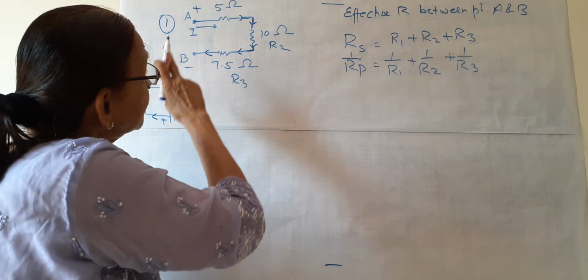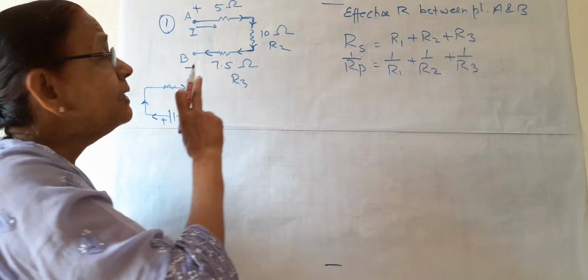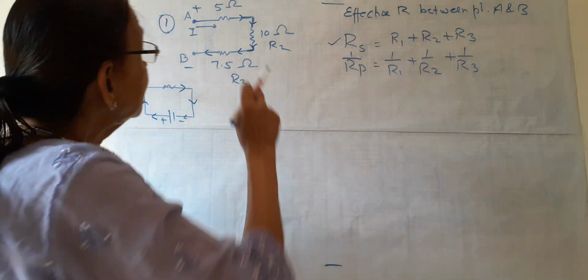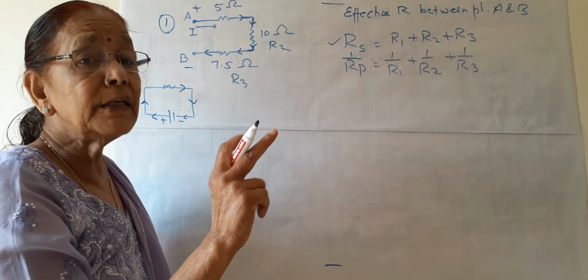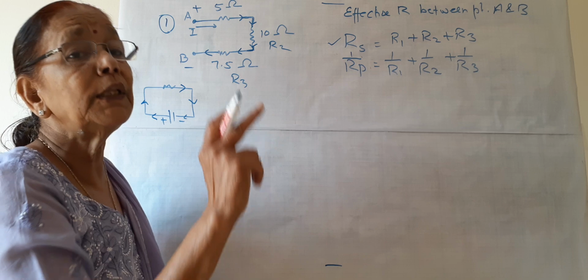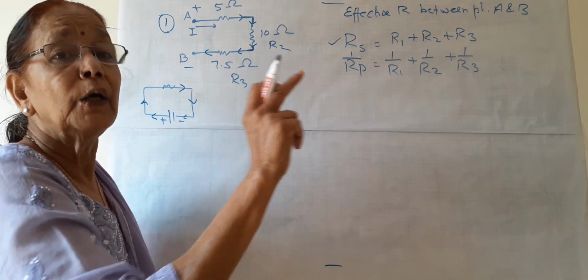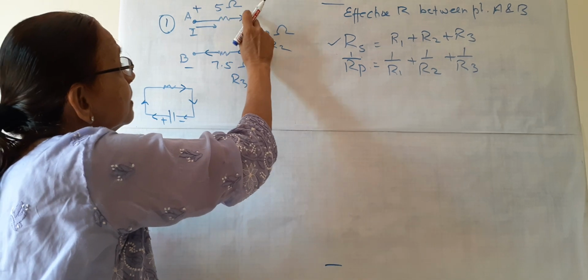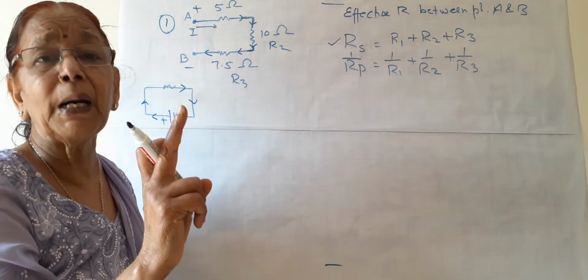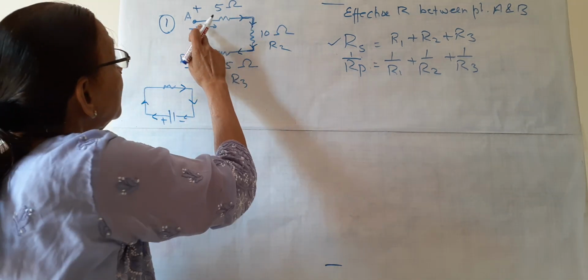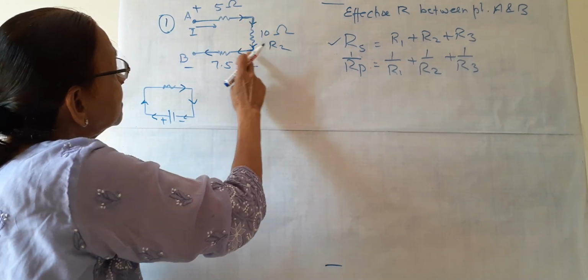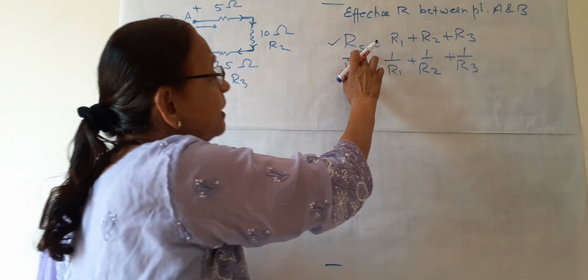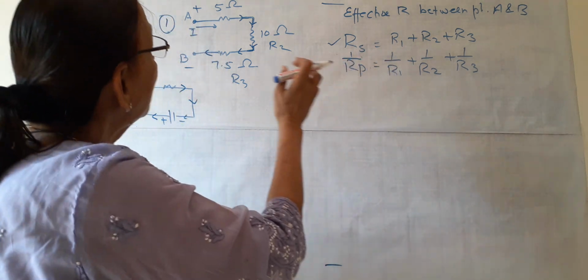So if a single path is there, we will say it is a series combination, unless current finds 2 paths or more than 2, 3 paths to divide. Here current cannot divide as only a single path, single road is there. So current is coming like this, like this, like this. So we can understand it is a series combination. Very simple now.